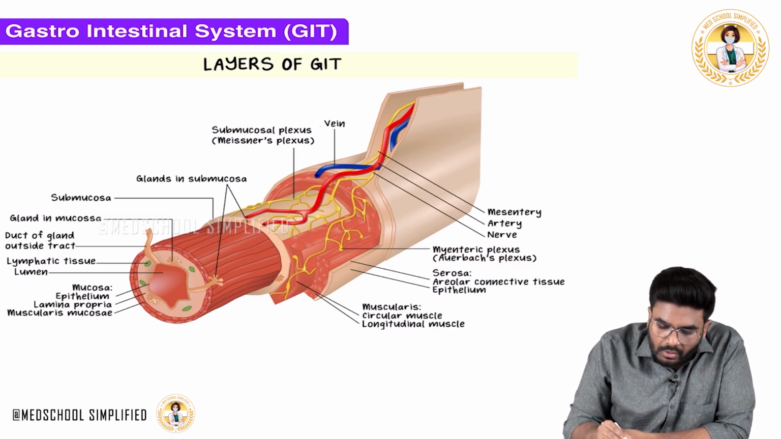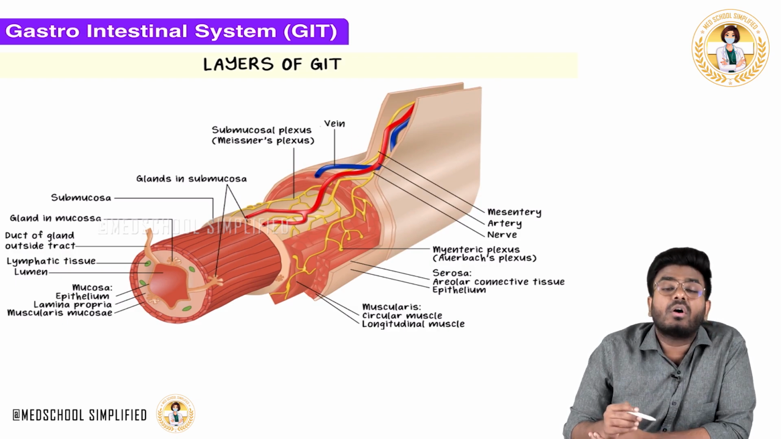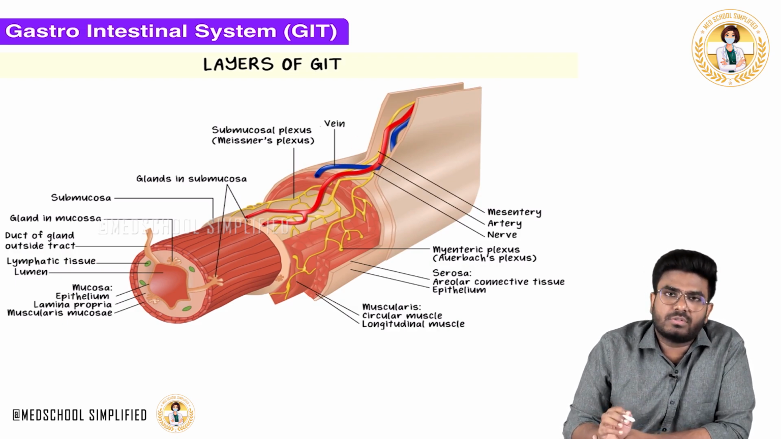Okay, very good. Now, what is the last layer? The last layer is the serosal layer. Serosa is the last layer. The outermost layer of the GIT is the serosal layer.